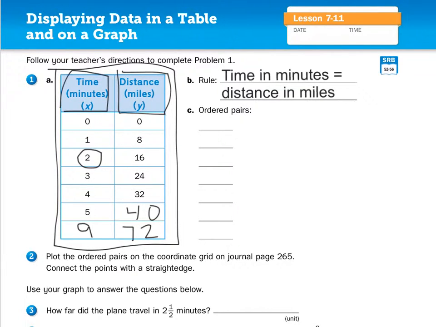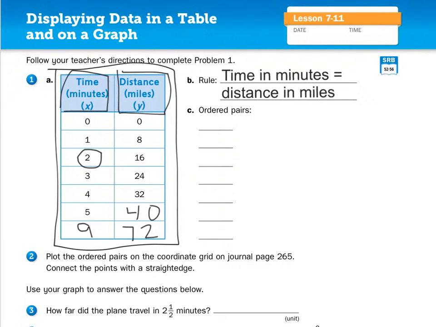So our rule for this particular problem is time in minutes is equal to distance in miles. And I want to remind you, boys and girls, that yesterday you did work with patterns. Today you're going to use tables, rules, and graphs to extend patterns to larger values. You're also going to use these patterns and information and graphs to solve real-world problems. So you'll have an understanding of why I'm doing this, and I need this for my future life.